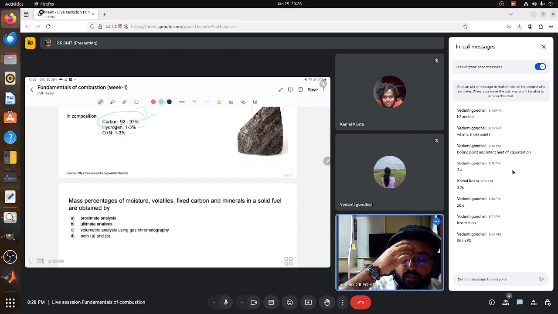If you want to segregate the mass percentage of moisture, volatiles, fixed carbon and minerals in a solid fuel, we showed you that there are four different components. Initially you have moisture. If you heat it up, you get moisture out. Further heating, you get the volatile gases coming. Then you have fixed carbon left out and the minerals that burn down to ashes. So which analysis method is used for this?